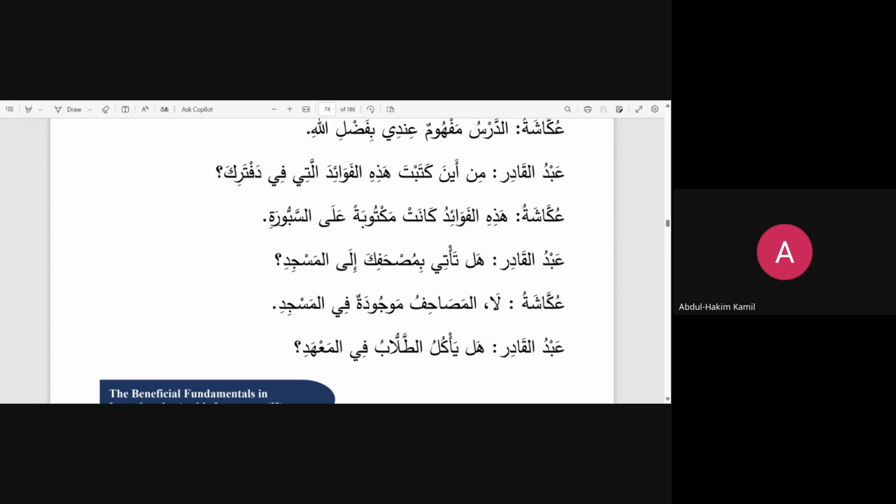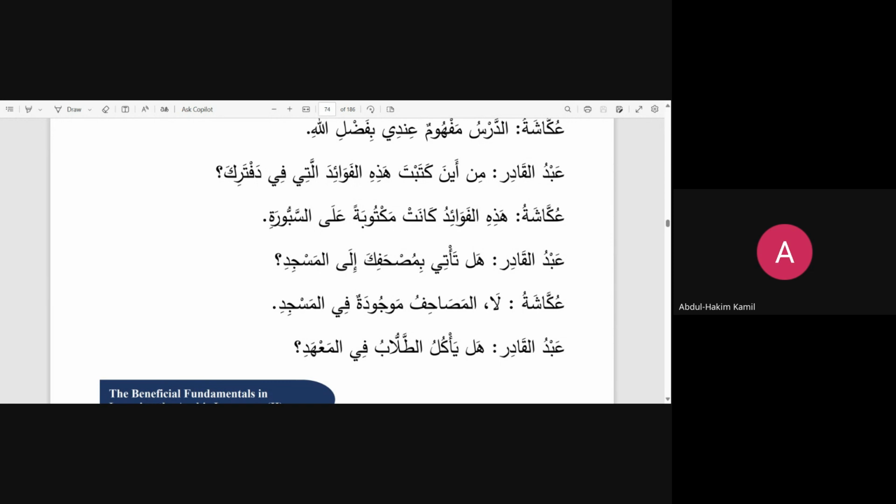You understand the sentence here? هل تأتي بمصحفك إلى المسجد؟ Do you come with your mushaf to the masjid? لا المصاحف موجودة في المسجد. No, the mushafs are found in the masjid. Right, meaning they're present. They're there. Very good. Allah yabarak fik.